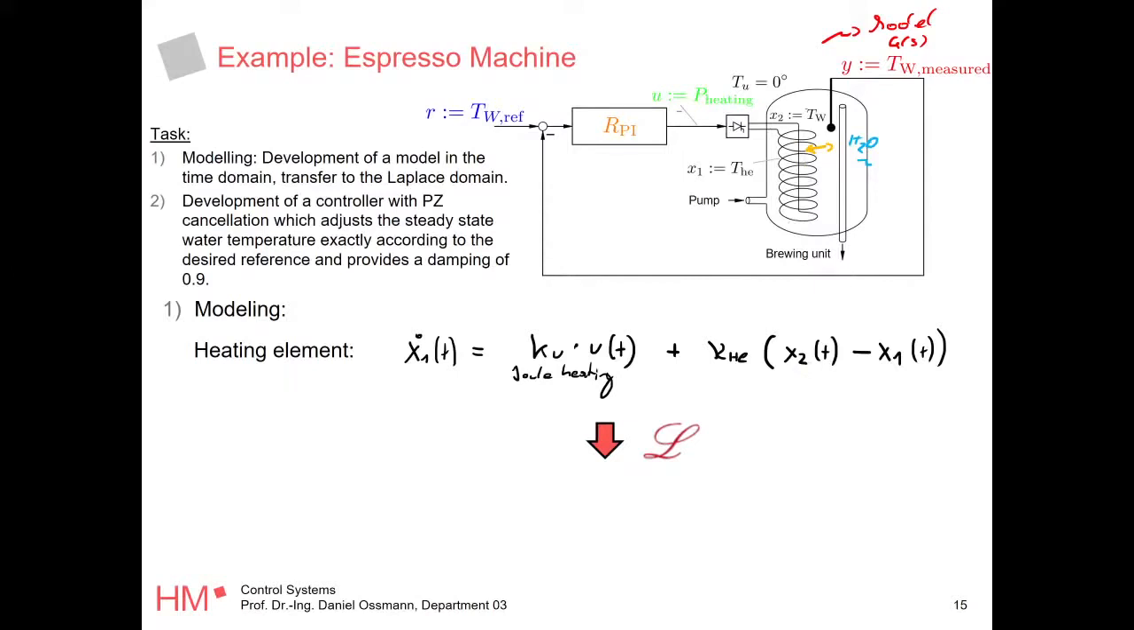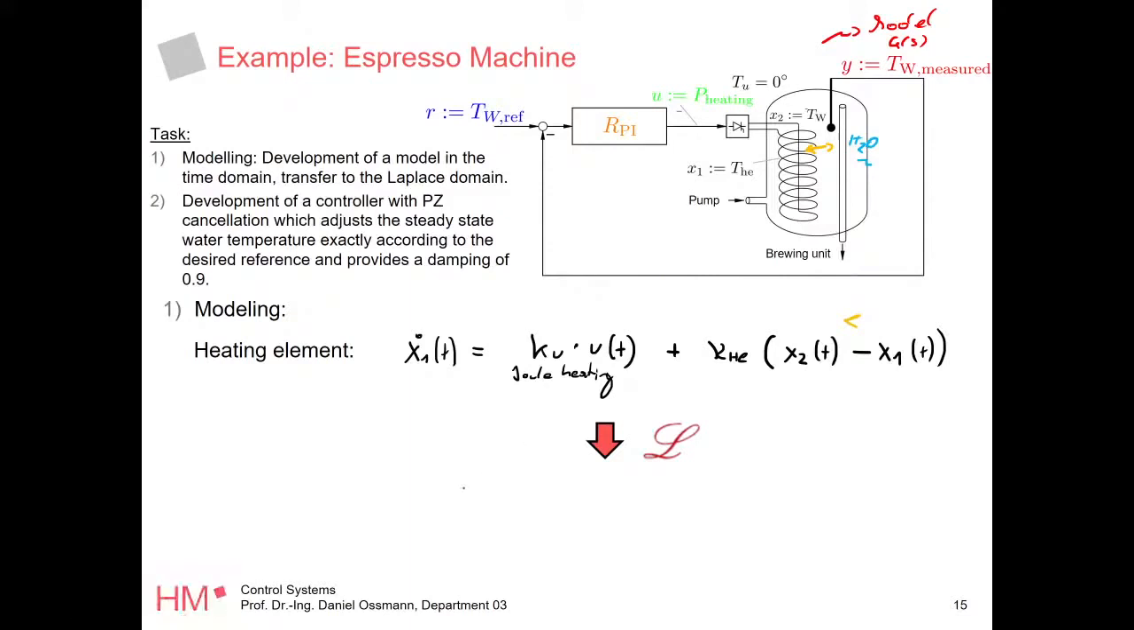So just for double check, if the water temperature is lower than the temperature of the heating element, we are losing energy to the water, and the temperature gradient, so X1 dot, is negative, right? So the water temperature is lower than the temperature of the heating element. This gets negative because X1 is bigger than X2. Our temperature gradient of the heating element is negative. So it gets colder because it heats up the water. So that makes sense. Okay.